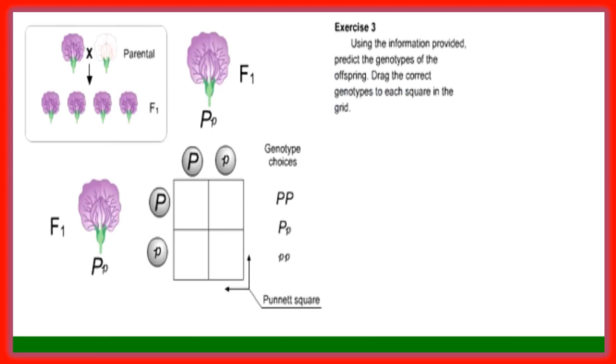Using the information provided, predict the genotypes of the offspring. Drag the correct genotypes to each square in the grid. Using the information provided, predict the phenotypes of the offspring. Drag the correct phenotypes to each square in the grid.